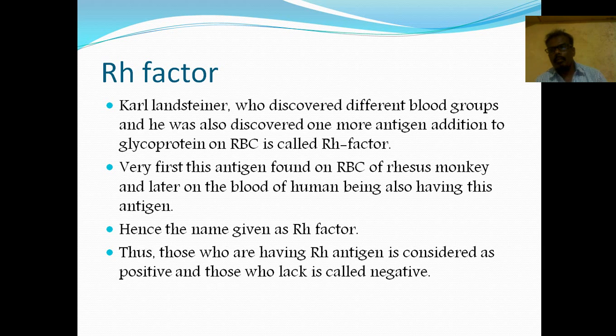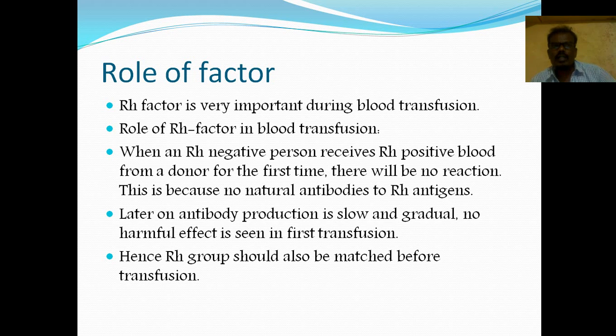For example, blood group O positive: along with O, the RH antigen is present, so it is RH positive. O negative means no RH antigen. AB positive means along with A and B, the RH antigen is present. AB negative means no RH antigen, like that. Positive means there is the RH factor. Negative means there is no RH antigen, or otherwise RH factor. Clear?